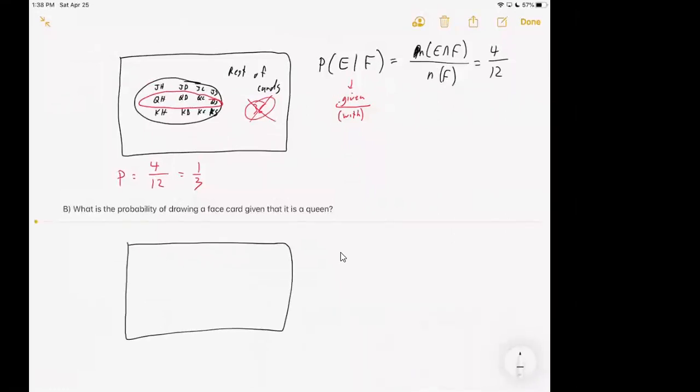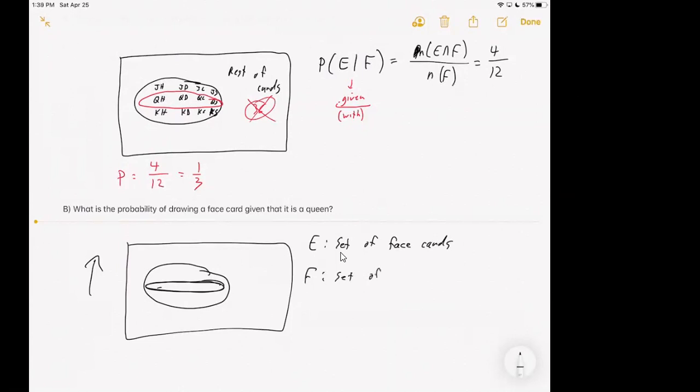Okay, so the set E is the set of all face cards, right? Set F is the set of all queens. Well, as we saw, the set of all queens is inside. It's actually the picture above. I won't bother redrawing it. Okay, so we have the set of queens inside of that. Okay, now this time E is the set of face cards. So it's the bigger of the two. F is the set of queens.